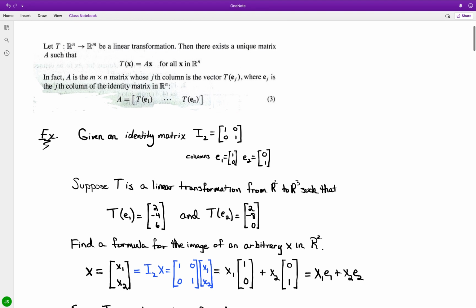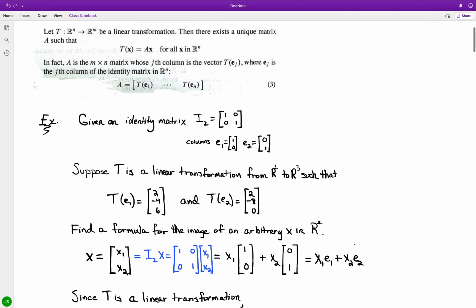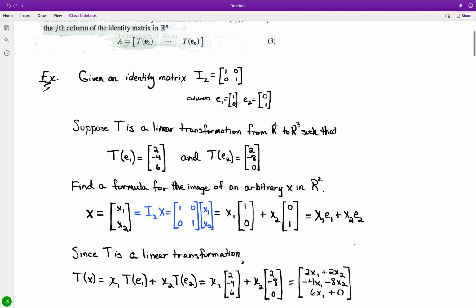Again we have x, and as a 2 by 1 matrix, x1, x2. Taking the identity matrix I of 2 times x and breaking it up as a vector equation, we have x1 times the first column plus x2 times the second column. Again, e1 and e2 respectively represent the first and second columns, so this comes out to x1 e1 plus x2 e2. Since T is a linear transformation, T of x equals x1 times T of e1 plus x2 times T of e2.